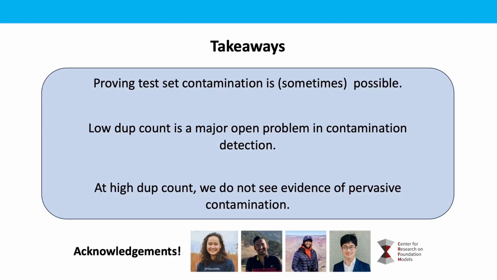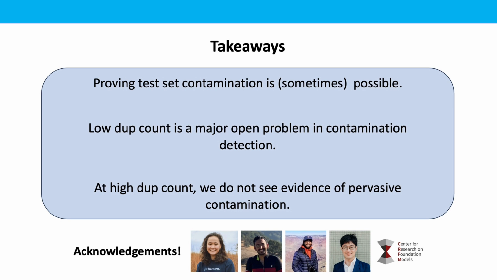To conclude, we covered 3 important points today from our work. First, we showed that it was possible to get provable guarantees on detecting verbatim contamination by leveraging exchangeability in benchmarks. This is exciting because it opens the door to potentially very principled approaches to contamination audits.